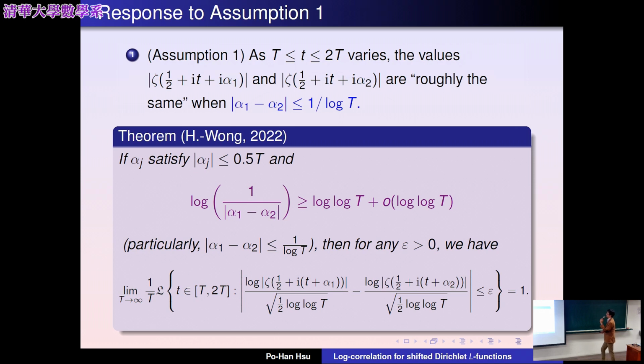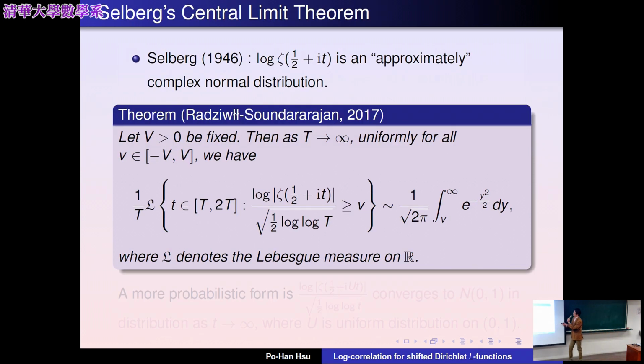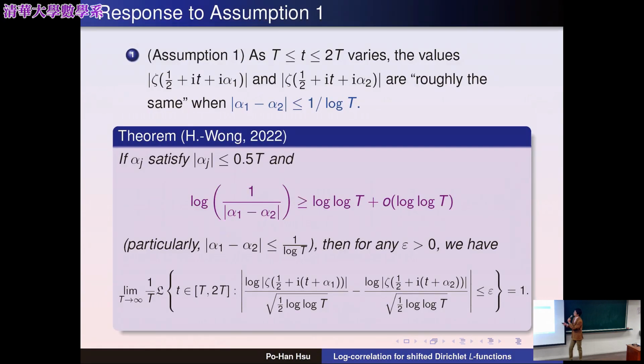But in fact, a little work shows that this one is equivalent to this one without this little r log t. Okay. We put this little r log t because our machinery allows us to do so. This is the broadest or weakest condition we can have. Okay. But the key idea is still, if the shifts are small, then they are the same.